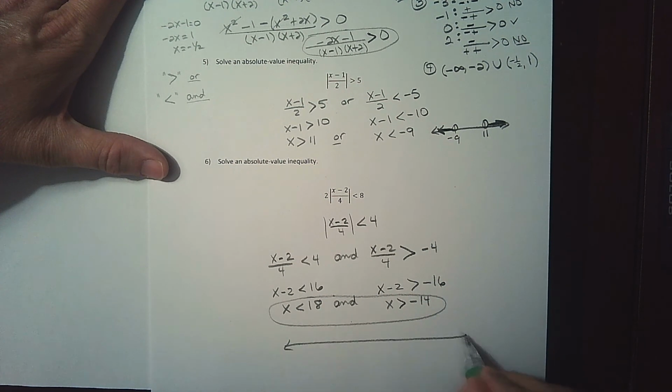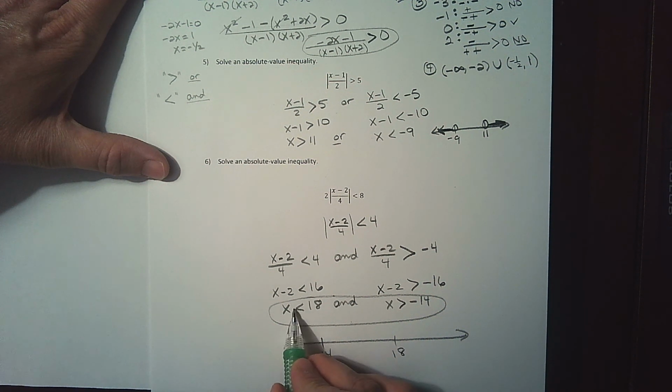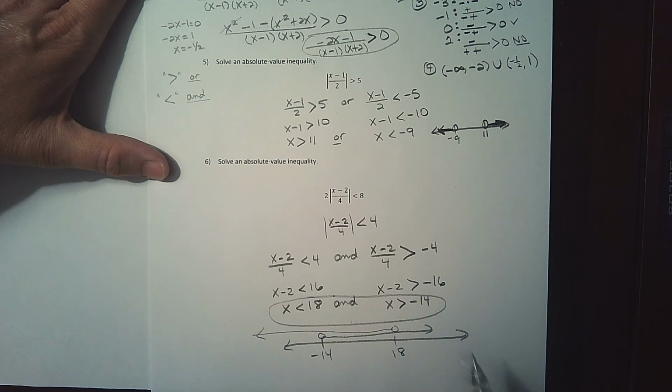Now, if I think about that graphically, think about what this piece says. It says all x's that are less than 18. That would be this piece. This one says all x is greater than -14. That would be this piece. But because it says and, which is an intersection, graphically here I'm talking about only these overlapping parts, so between negative 14 and positive 18. You could write the solution set this way, or you could write it with the and statement. Either one would be fine.